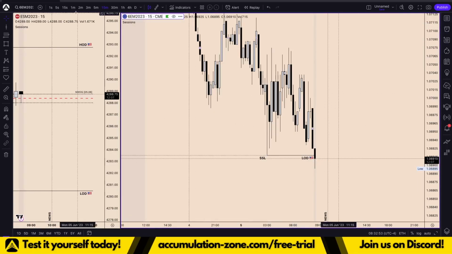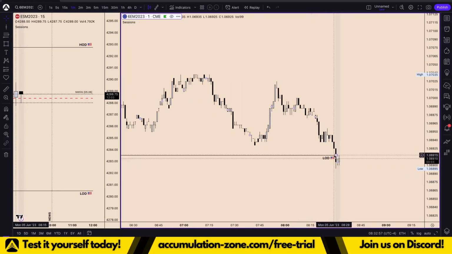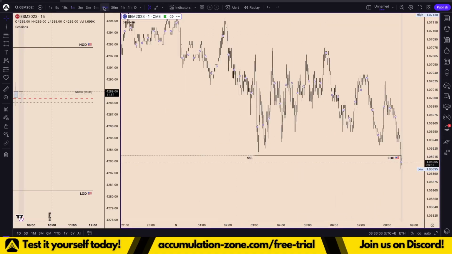Let me go down on a lower time frame here now. Since this is our trade criteria, we can see that right at 8:30 we broke the current low of the day, which also lines up with sell side liquidity if we go to the 15-minute time frame.